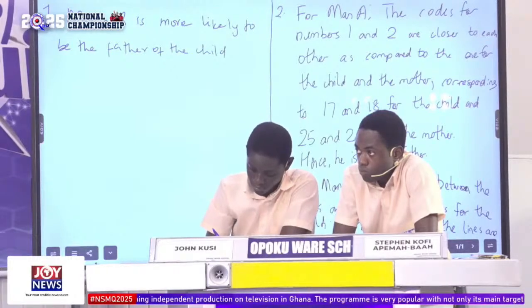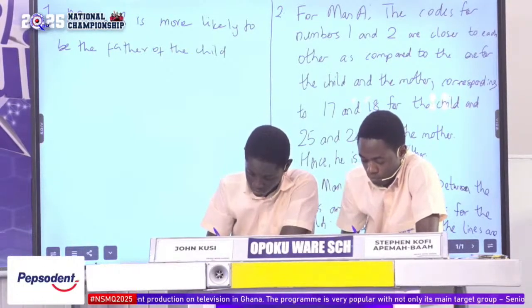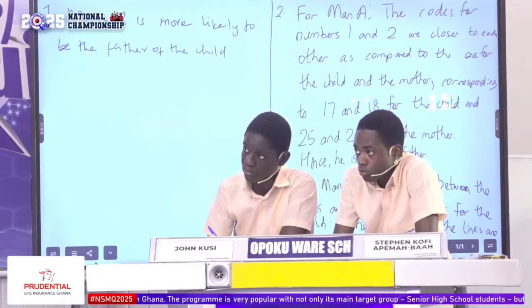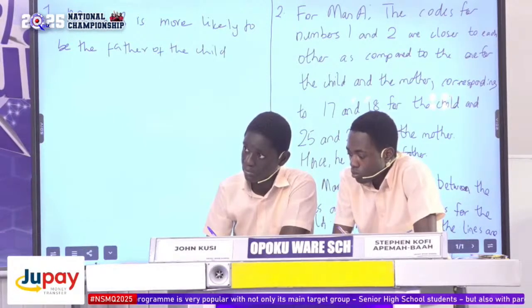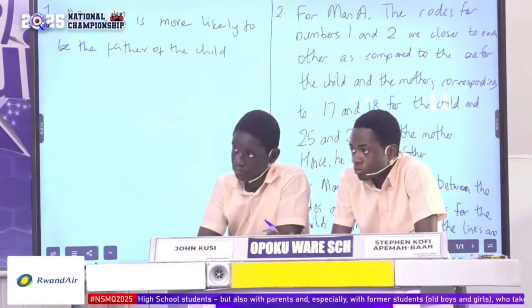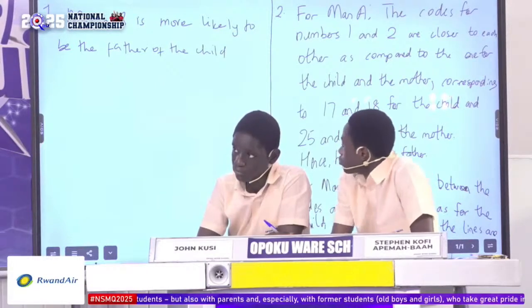Opoku Ware School. You also noticed that man B is likely to be the father. 2 points. Then you launch into an explanation. You even mentioned 23 and 26. But no. Your explanation, no, you mentioned 25 and 26. Matching 17 and 18. No, that explanation there does not explain what is happening in these fingerprints. Okay? And so you two, I can't give you anything else. And so you wind up with 2 points.